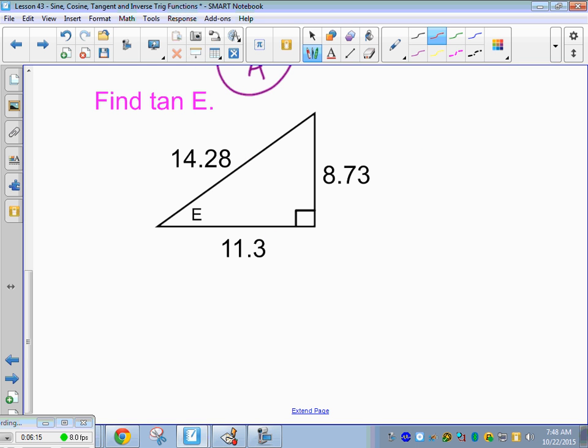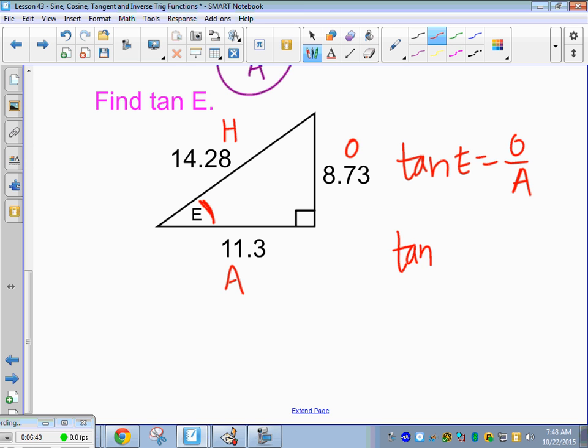And we have the angle still in the same spot, and this time we're going to find the tangent. So we did the sine, we did the cosine, now we're going to find the tangent. We can label these all the same. Opposite, adjacent. So tangent E is always equal to opposite over adjacent because of TOA. Tangent, TOA, is always opposite over adjacent.